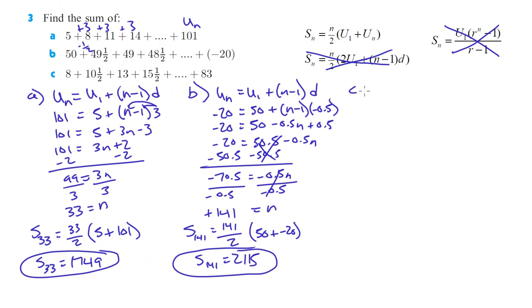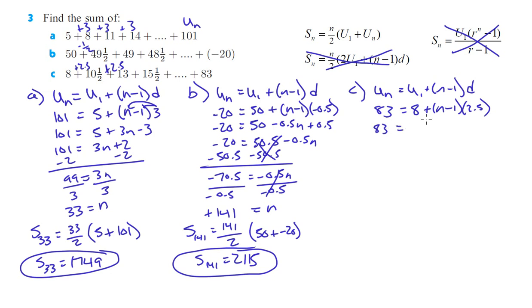Then let's try C here. We're going to do the same thing: u sub n equals u sub 1 plus n minus 1 all times the difference. We know that the last term here is 83, and we are trying to figure out what term that is. First term is 8, n minus 1. The difference here, we're adding 2.5 each time, right? Yep, so that difference is 2.5. So we get 83 equals 8 plus 2.5n minus 2.5.